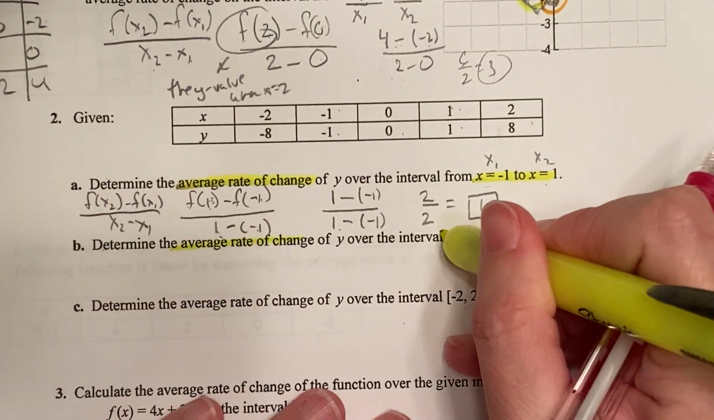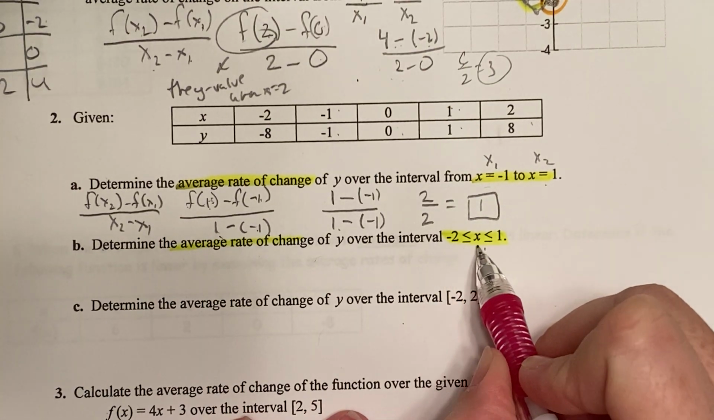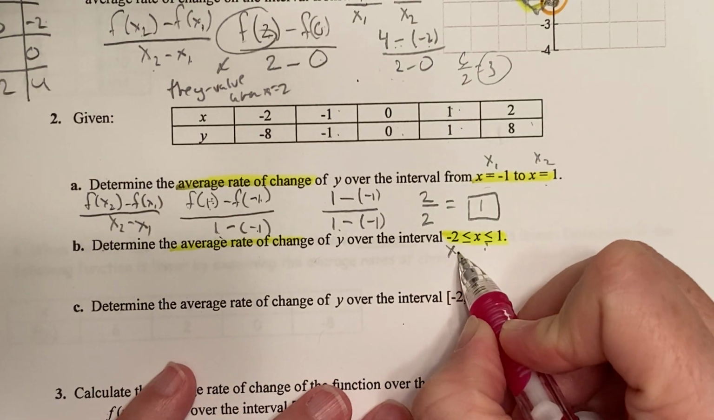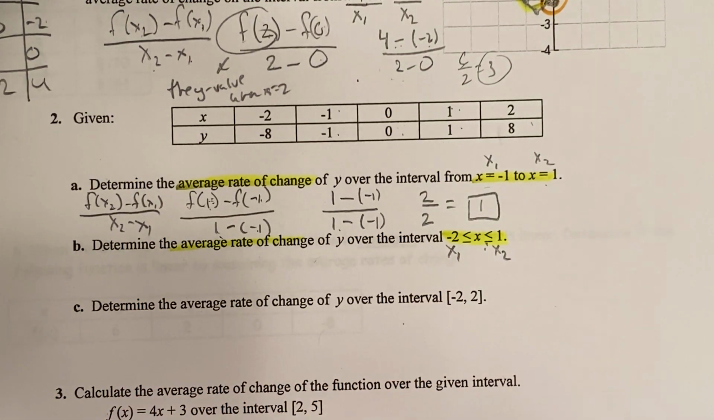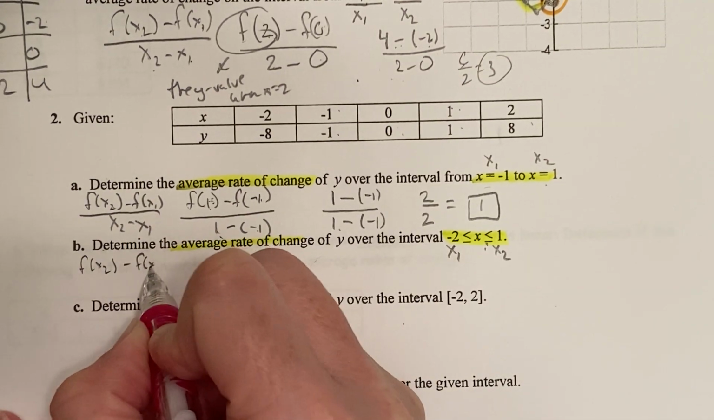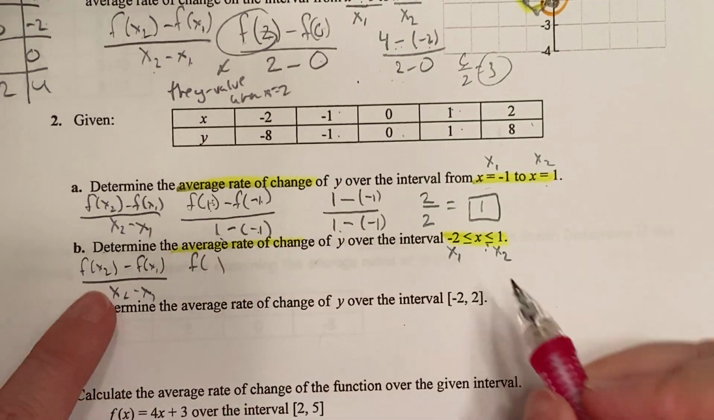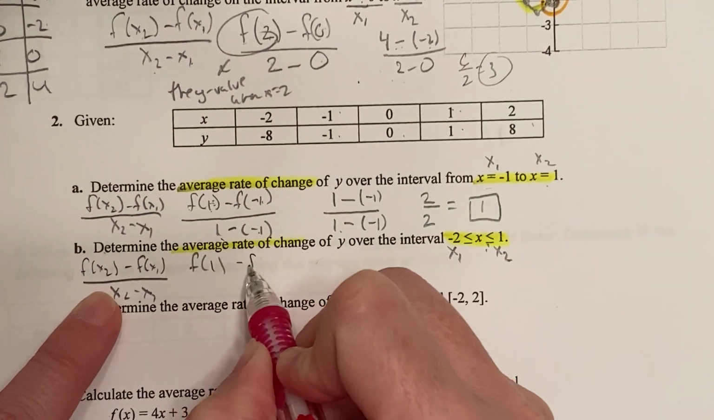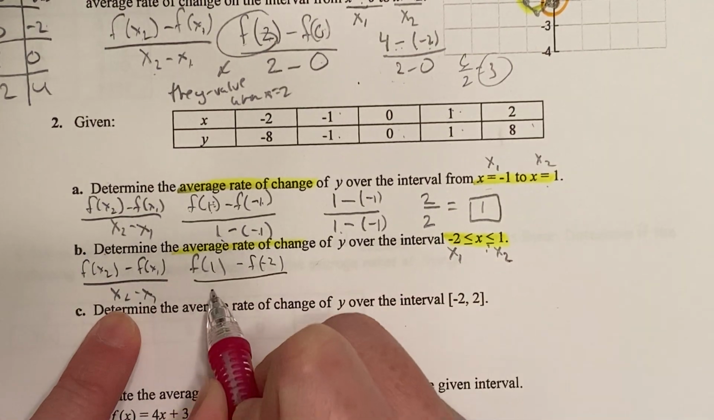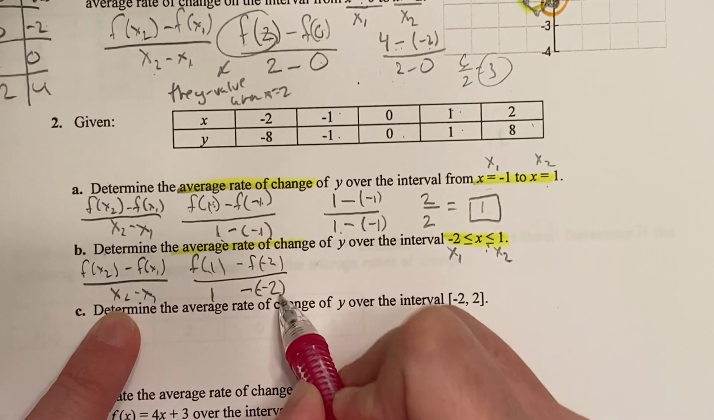Okay, number 2, average rate of change. We're still using the table, but now look. Now they give you the numbers that they want you to go from in an inequality form. Who cares? It's still not bad. That's your x1, that's your x2. It's all you have to know. So f of x2 minus f of x1 over x2 minus x1. So here we go. x2 is 1 and x1 is -2. So x2 is 1 and this is negative. Again, notice those are always going to match.